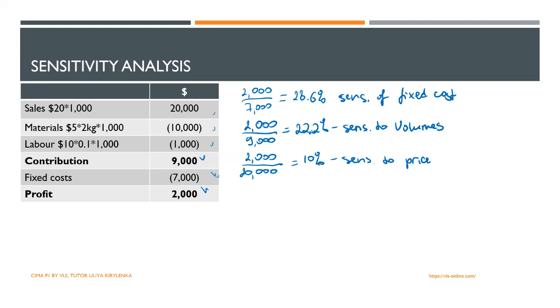Okay, what about materials price? Well, as for materials price, they impact only materials cost in our equation. So we are going to take 2,000 and divide that by 10,000. So it's going to be 20%.